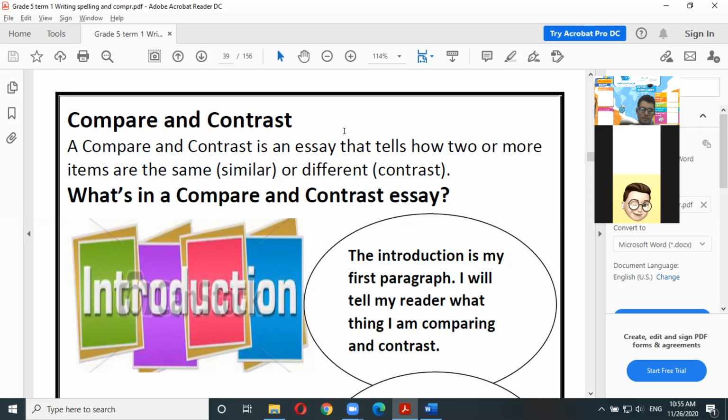What are the differences? The color. The apple is red and the orange is orange. Very good. That's one. What else? Different flavors. Very good. The orange is sour and the apples are sweet. What else?